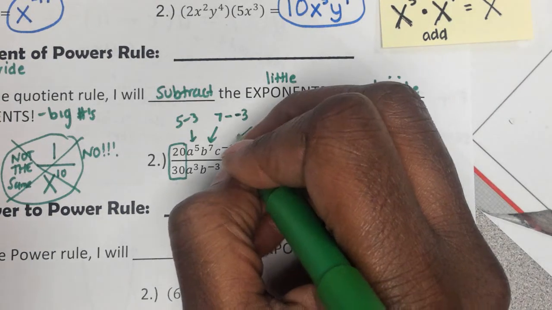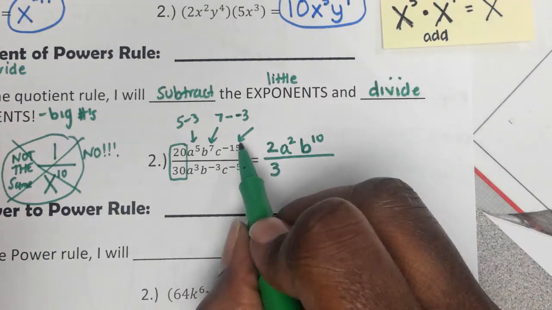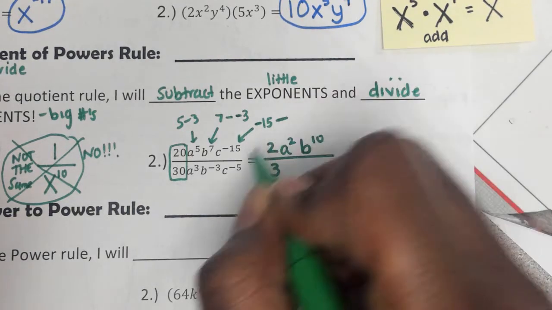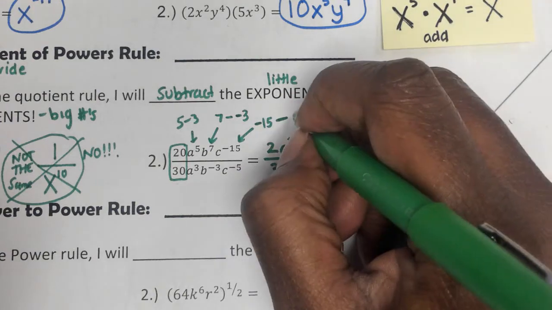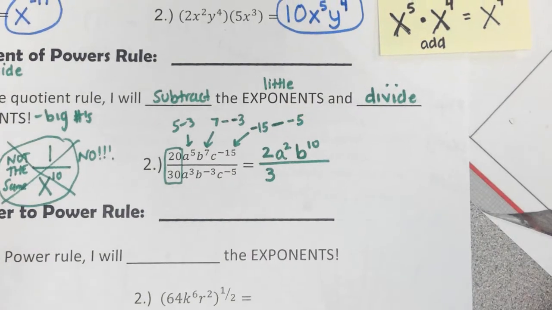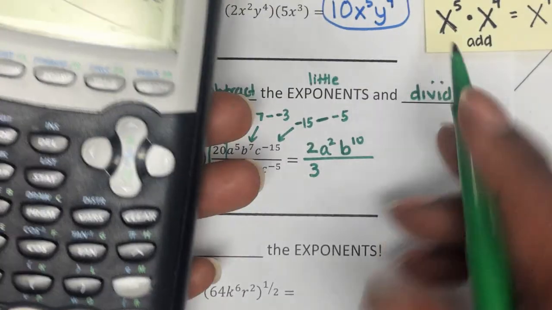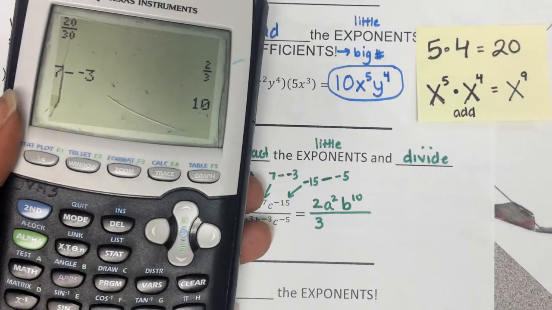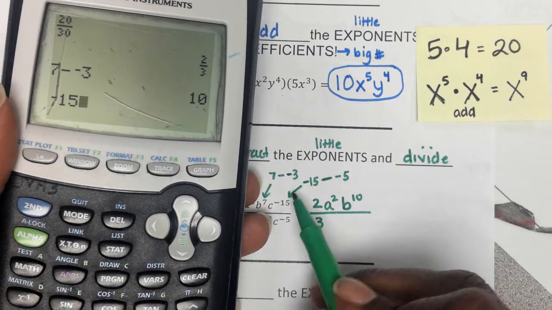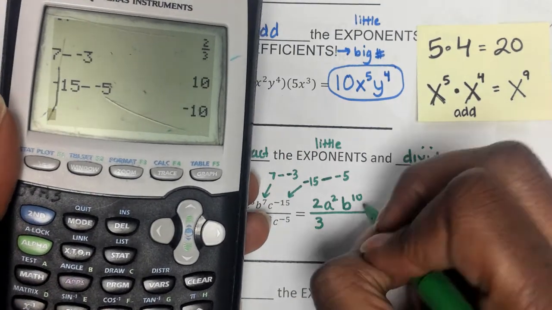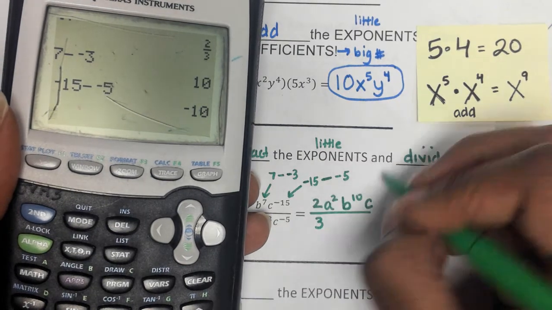Now with the C's, same thing. Be very careful because the top number is negative 15. Then I have to subtract whatever that bottom number is, which is negative 5. Now this one has a whole bunch of negatives and subtractions all over, but remember, that's a negative 15 on top. I got to subtract what's on the bottom, a negative 5. And that gives me C, these are for my C's, to the negative 10.